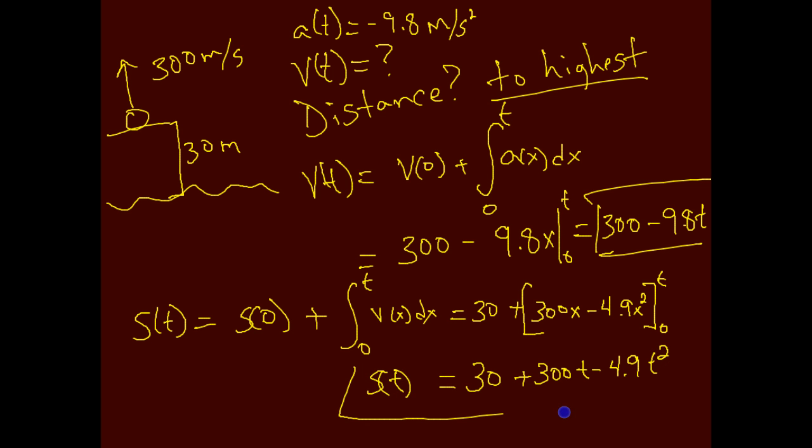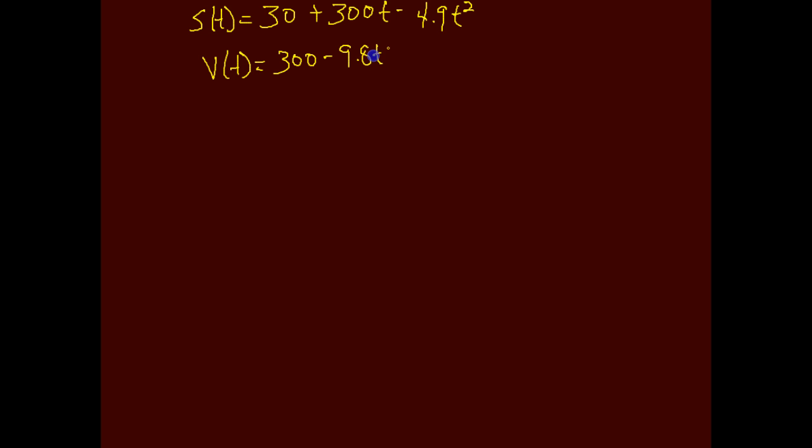Now, in order to evaluate this, we need to know at what time it reaches its highest point. When it reaches its highest point, its velocity is 0. So let's get some more space here. We know our position function, 30 plus 300t minus 4.9t squared, and we knew our velocity function was 300 minus 9.8t. So when is this reaching its highest point? That happens when this is equal to 0.